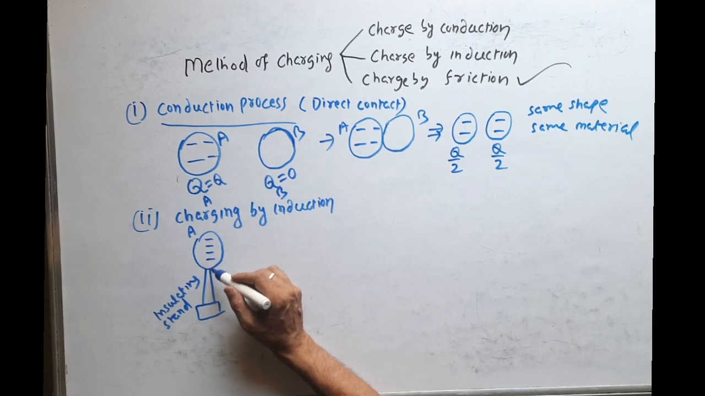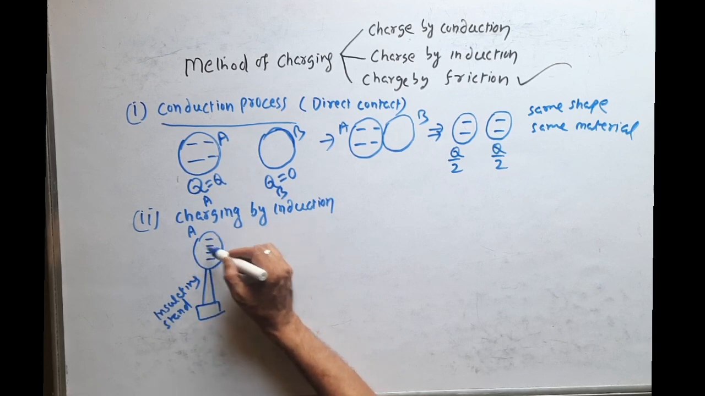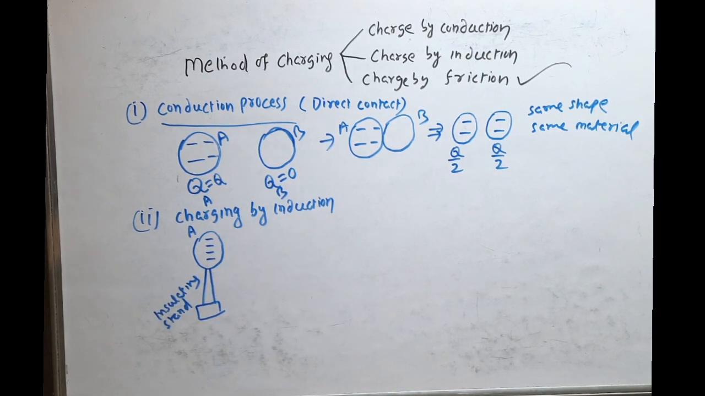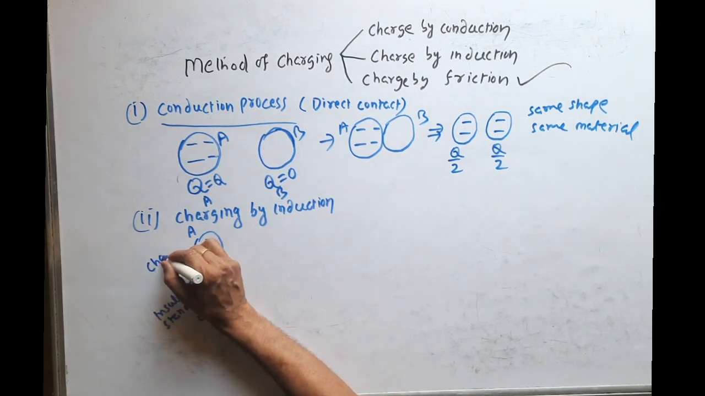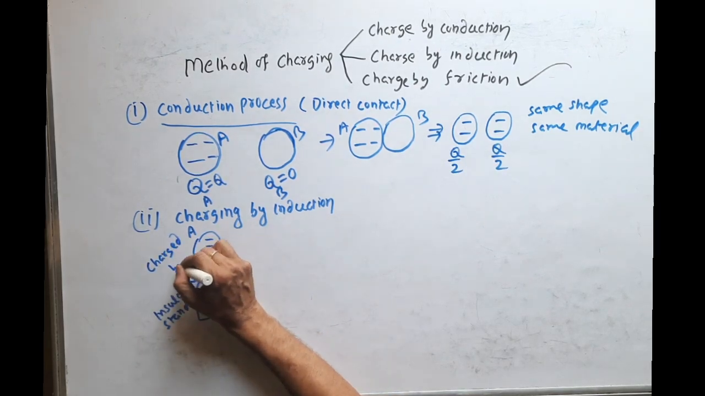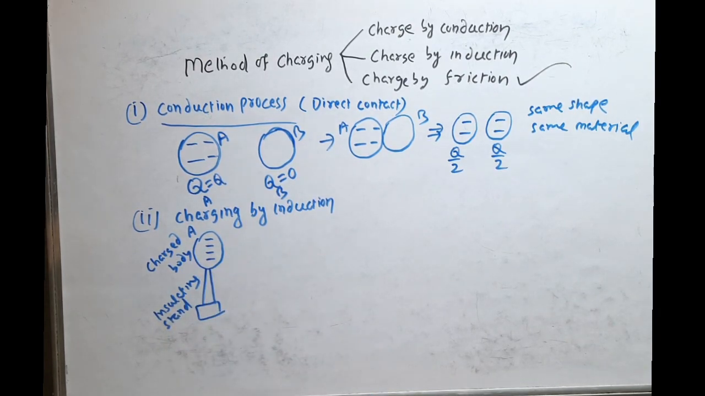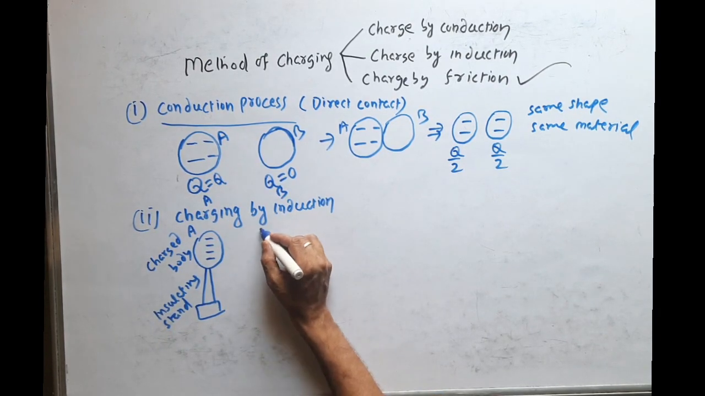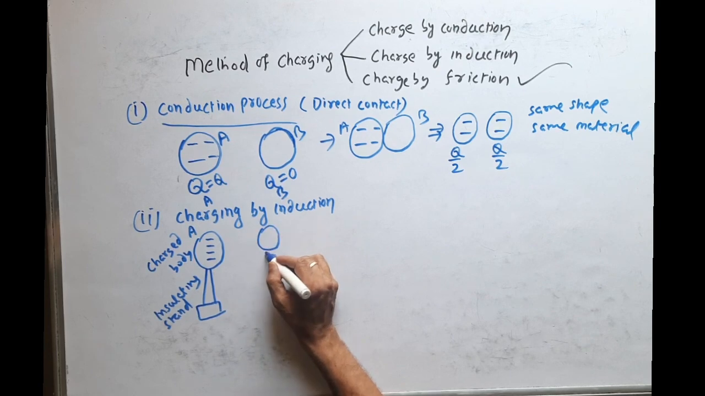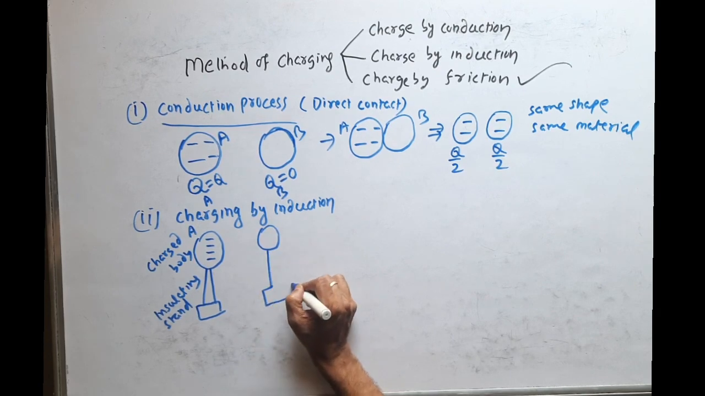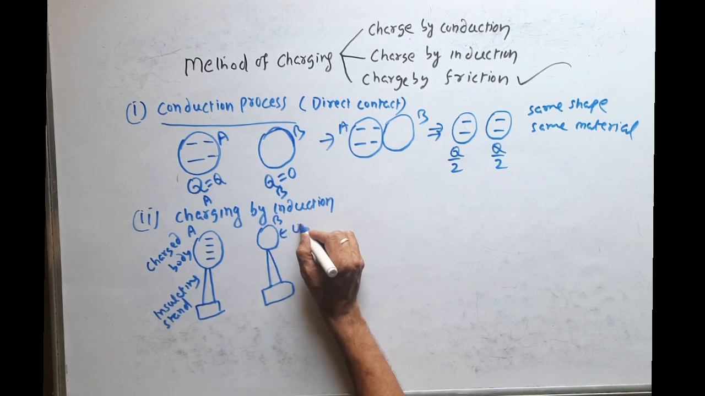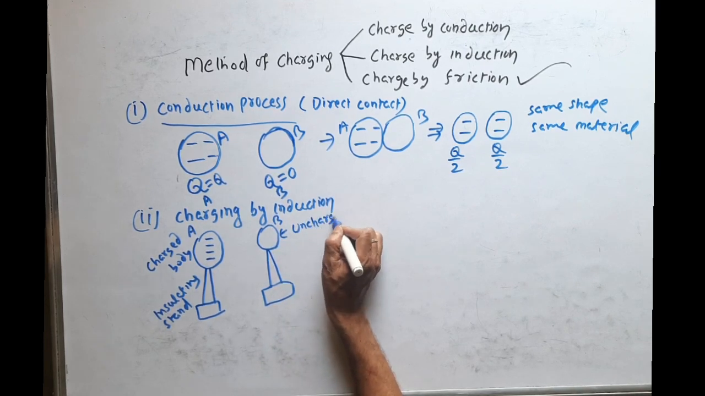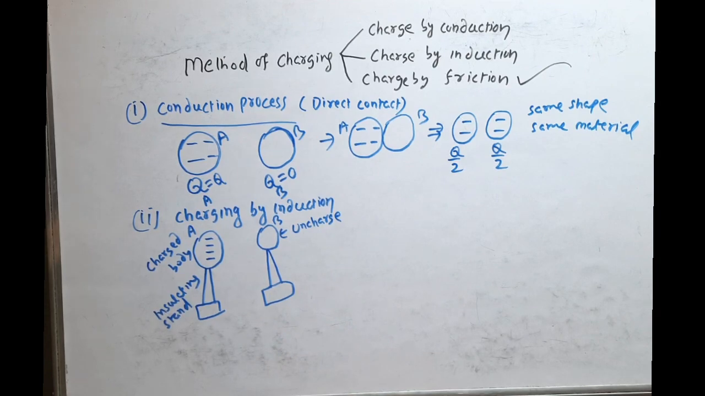On the insulating stand, there is a conducting body, that is A, and this is called a charged body. Clear? Now you bring another uncharged body. This is body B, which is uncharged. No charge on this body. This is the initial case.